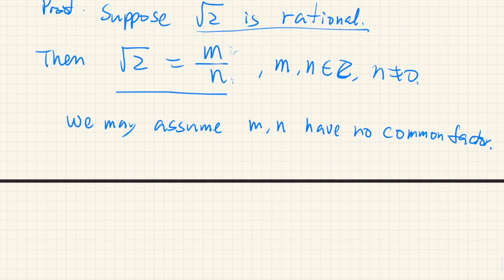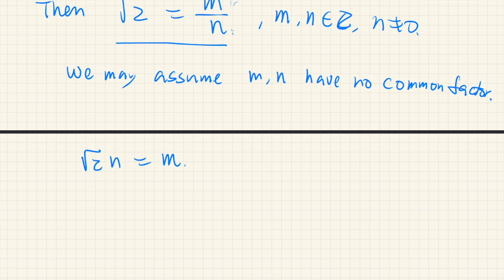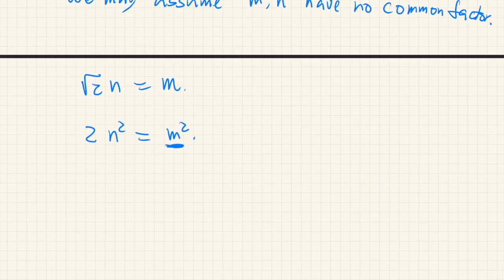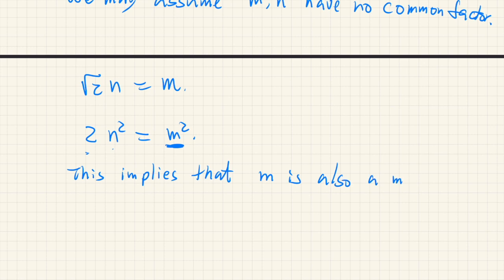By multiplying both sides by n, we have square root of 2 times n is equal to m. And by squaring both sides, we have 2n squared is equal to m squared. So this means m squared is a multiple of 2. Okay, so this implies that m is also a multiple of 2.